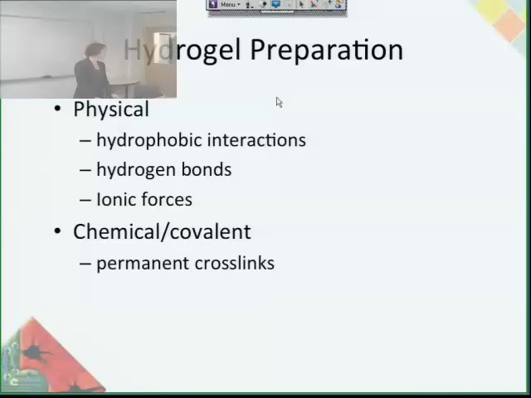So physical hydrogels are still 3D cross-linked networks, but the cross-links are not permanent. Even though the hydrogel might stay permanently as a hydrogel, the actual cross-links are not chemical, they're not covalent. So they're either hydrophobic interactions, hydrogen bonds, or ionic forces. And if it's a chemical or covalent hydrogel, then that's permanent cross-links that are chemically bonded, covalent bonds between different polymer chains. So every single hydrogel can be classified as either physical or chemical, so that's why I think that is a good method of classification.